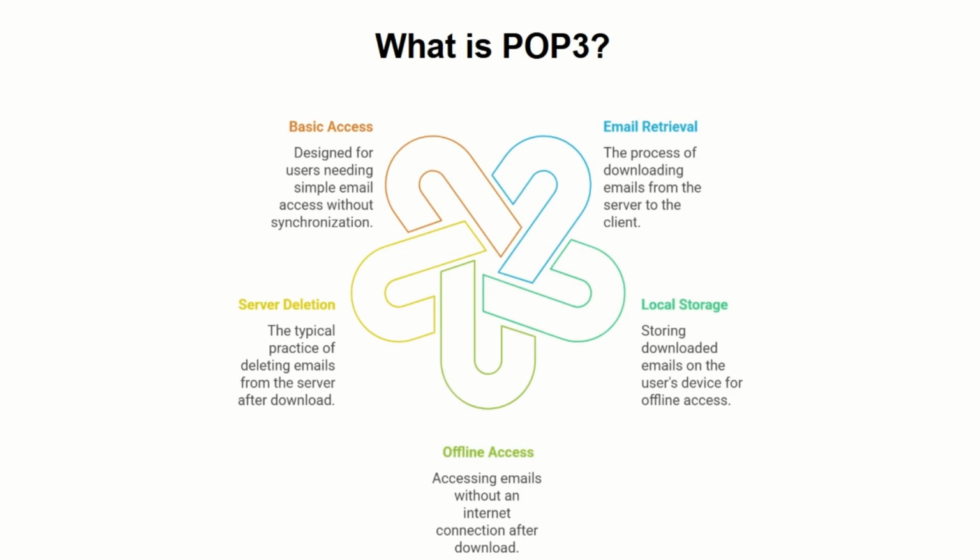POP3 stands for Post Office Protocol version 3, and it's an internet standard used by email clients to retrieve emails from a remote mail server. It is the third version of this protocol and is one of the most commonly used methods for accessing email alongside IMAP. It allows downloading emails from the servers and stores them on the local device.